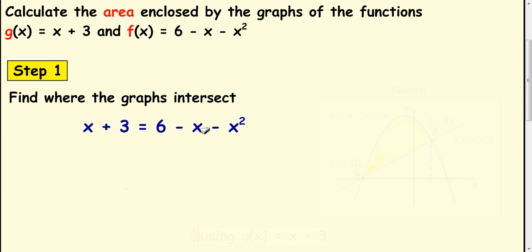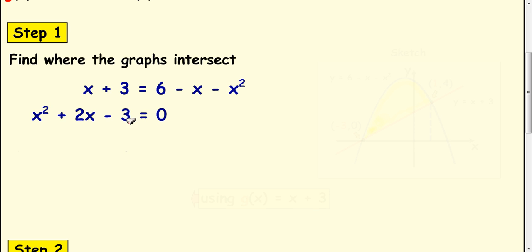In order to solve this type of equation, which is a quadratic, you take everything over one side, set it equal to 0 and then factorise. So I'm going to add the x squared over, I'm going to add the x to get 2x, and I'm going to take away the 6 to get minus 3 equals 0. At that point I should be able to factorise this into double brackets, x's at the start, and then 3 and a 1, it's going to be a plus 3 and a minus 1 to make the 2x here. Then I can see that x is either negative 3 or 1.